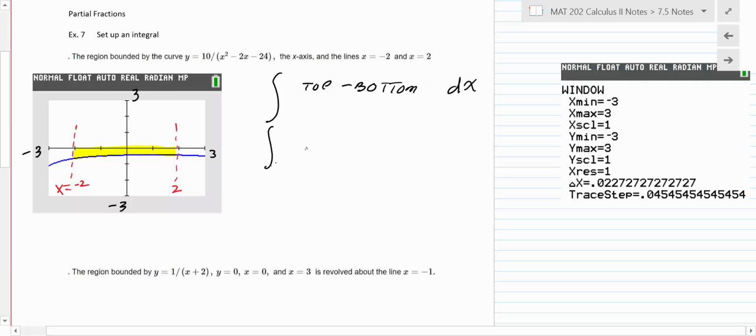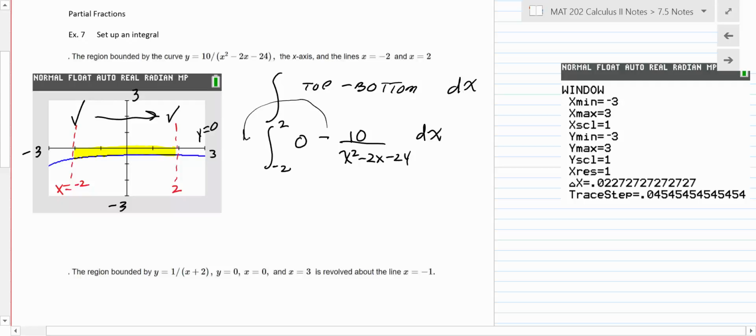So that would go like this. The top curve is the x-axis. Well, the x-axis is y equals 0, right? Okay, so that top curve is y equals 0. And that bottom curve is what I gave you, which is 10 over x squared minus 2x minus 24 dx. And then we're going to integrate that from -2 to 2 like that. Okay? So on this one you are going to have a negative here. So when you do 0 minus that, that is really going to be a negative. So the way I would write the integral out is like this.